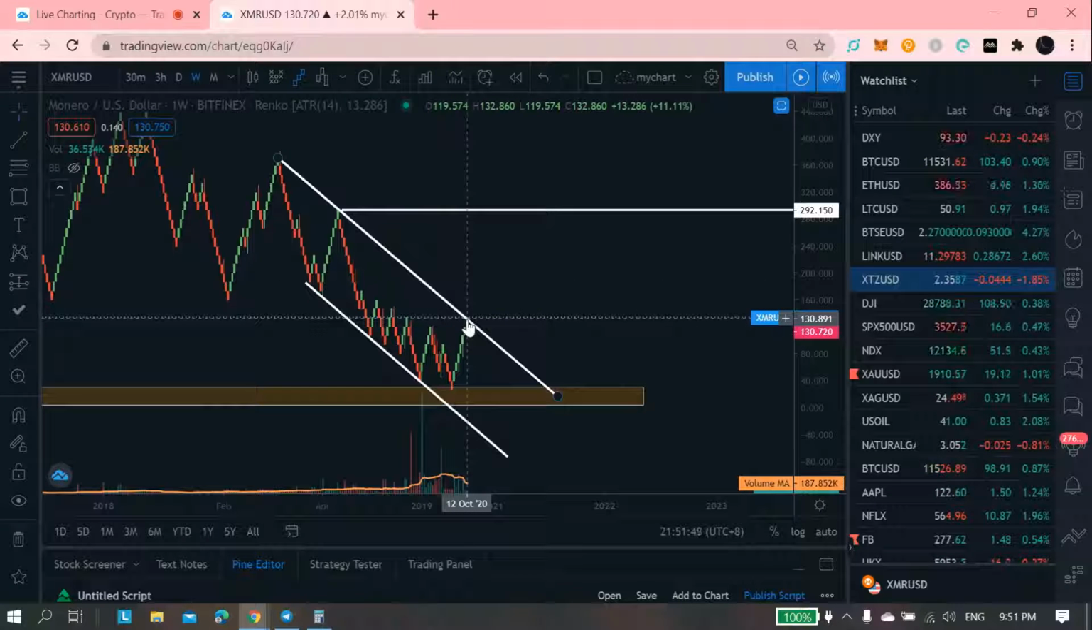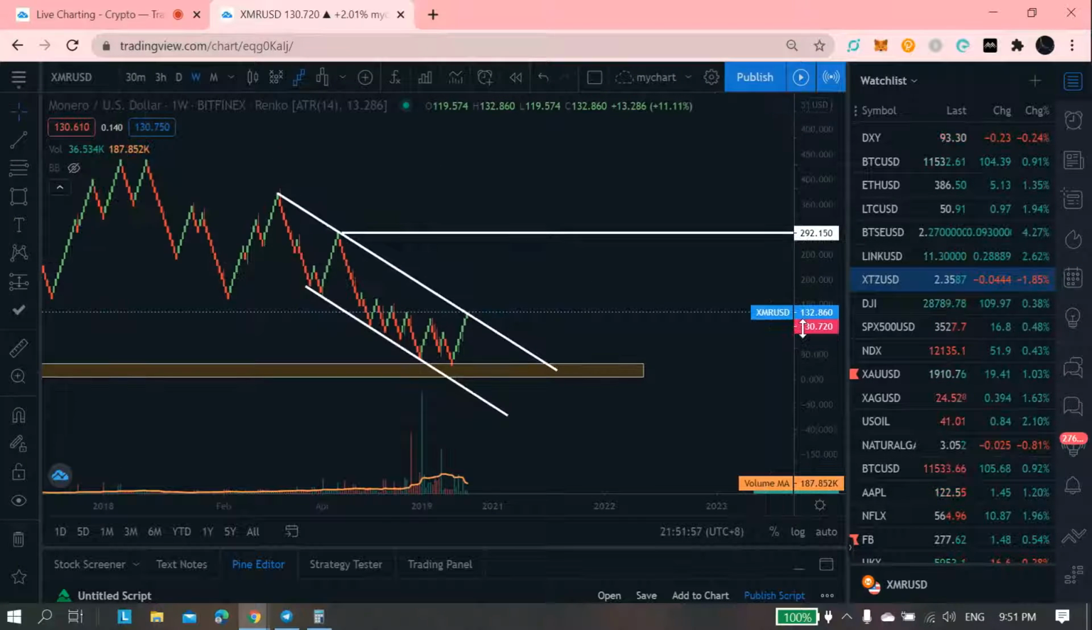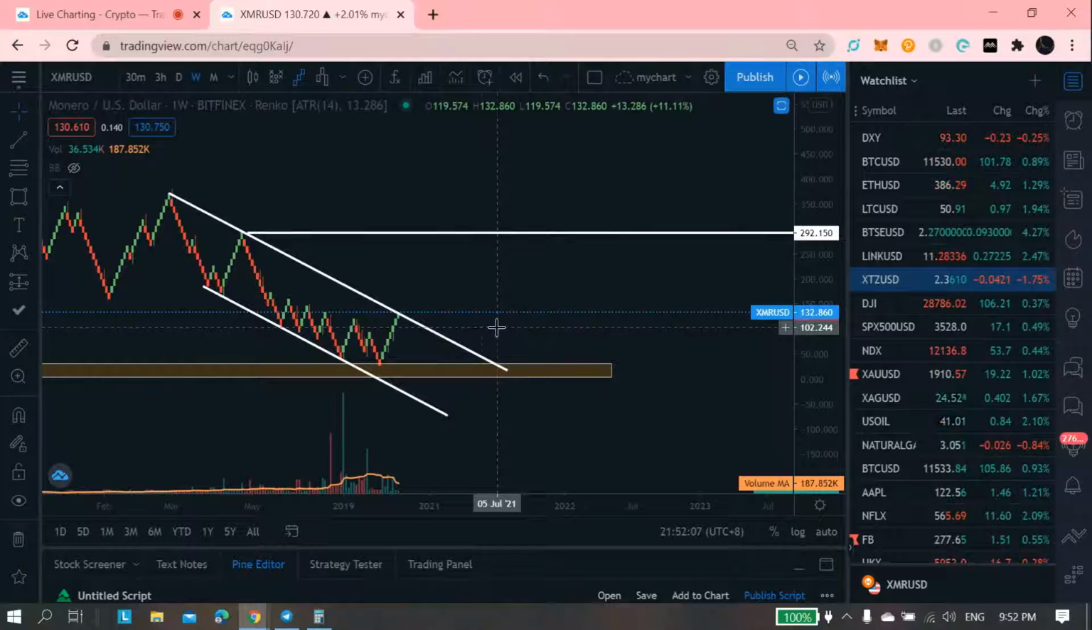The next resistance I'm looking at is of course this area, the 292. This is a long term trade, not a short term trade. Anyway, if you're using the Renko chart, you can actually use the highest and the lowest of each Renko brick as support and resistance.